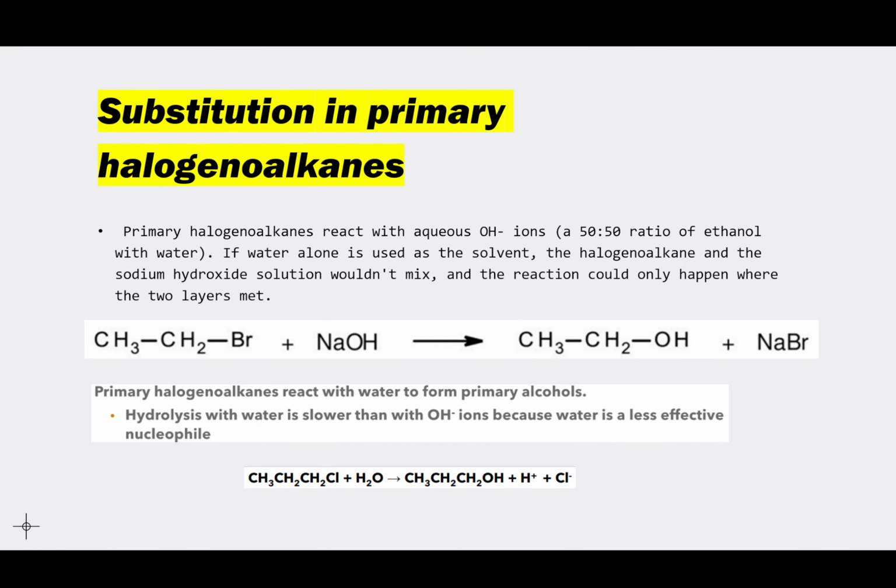Substitution in primary halogenoalkanes. So this is what's happening. Primary halogenoalkanes react with aqueous hydroxide ions in a 50 to 50 ratio of ethanol with water. Why we use ethanol and water is because halogenoalkanes are not soluble in water by itself. So you have to make a mixture with an organic solvent in order to allow it to dissolve and allow it to react. With the water, we're getting our hydroxide ions, and the ethanol is the solvent that we use to dissolve the halogenoalkane.